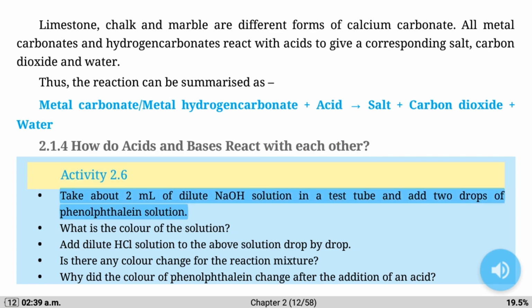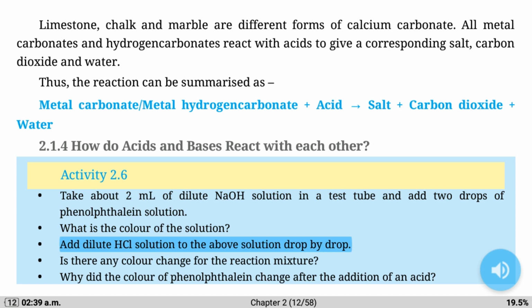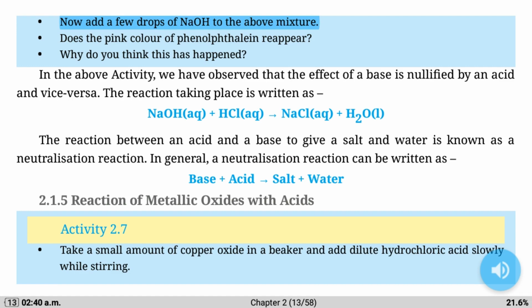2.1.4 How do acids and bases react with each other? Activity 2.6. Take about 2 ml of dilute NaOH solution in a test tube, and add 2 drops of phenolphthalein solution. What is the color of the solution? Add dilute HCl solution to the above solution drop by drop. Is there any color change for the reaction mixture? Why did the color of phenolphthalein change after the addition of an acid? Now add a few drops of NaOH to the above mixture. Does the pink color of phenolphthalein reappear? Why do you think this has happened?